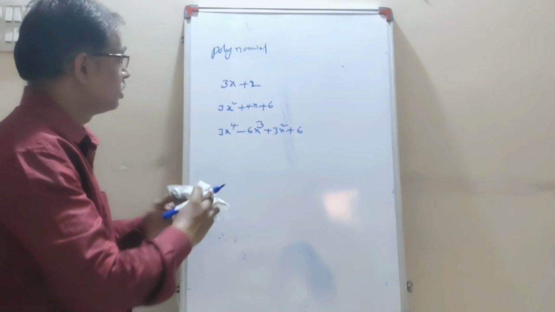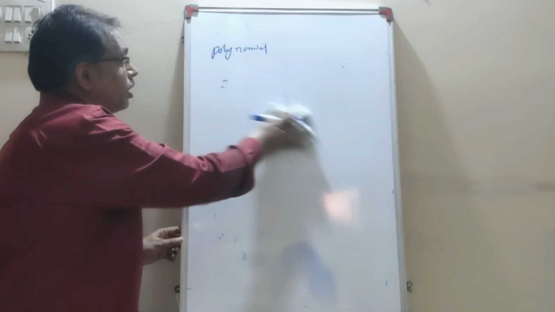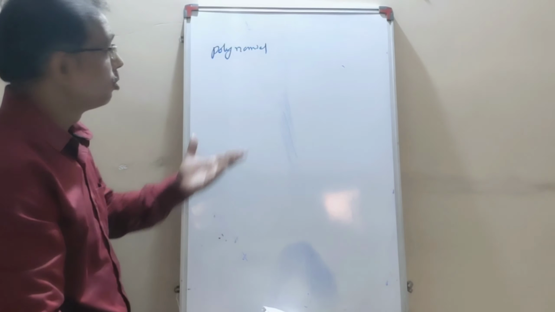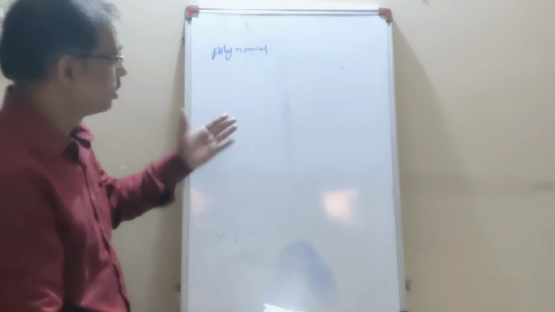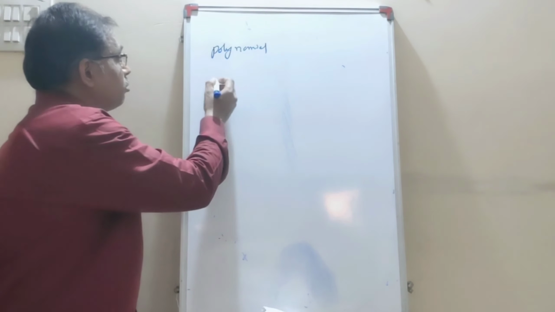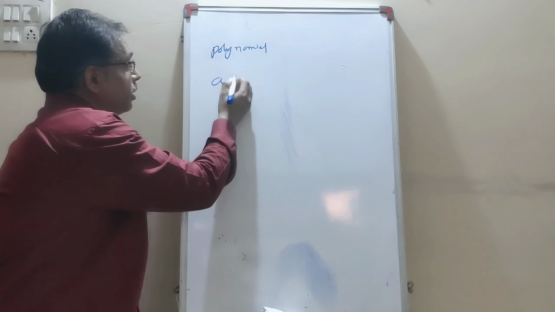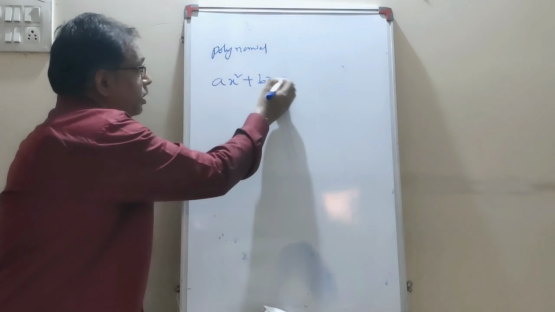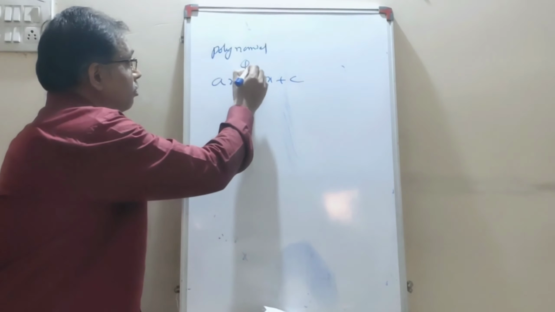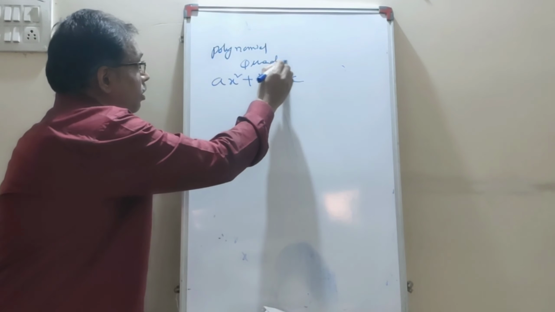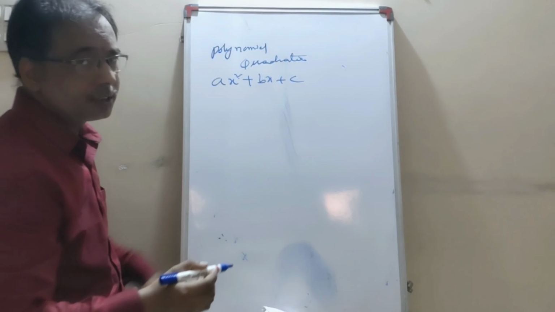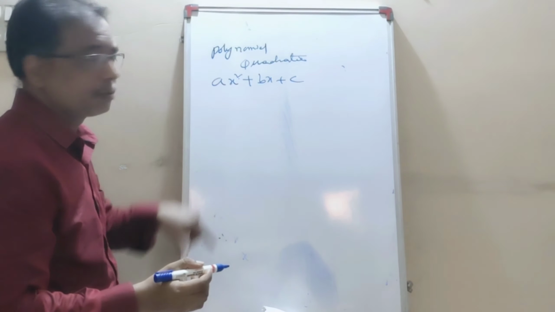Whereas especially in this class we have only the quadratic polynomial concept and the cubic polynomial concept. If the degree is 3, then it is known as a cubic polynomial. So now here, for example, I am taking one polynomial ax square plus bx plus c. Okay. Here it is a quadratic polynomial. Why is it called a quadratic polynomial? Its degree is 2. That's why it is known as a quadratic polynomial.